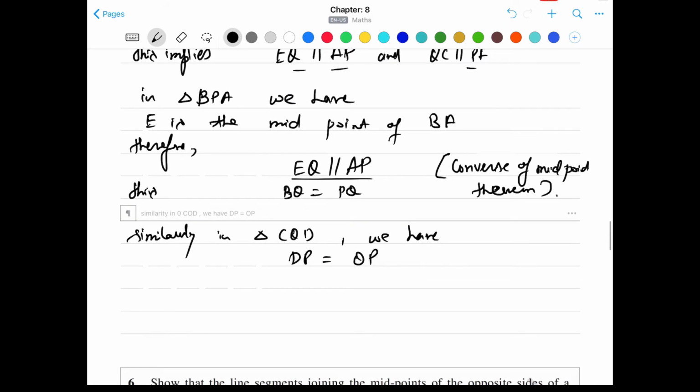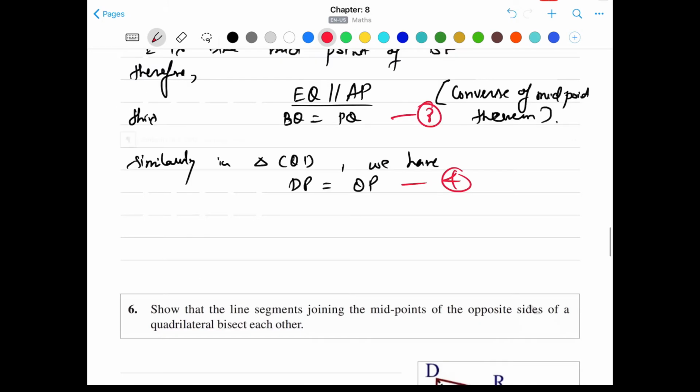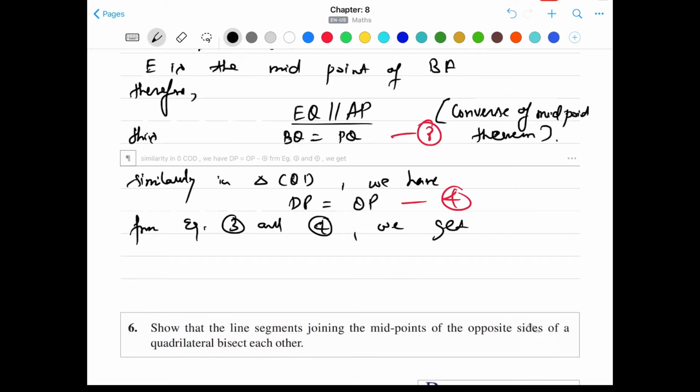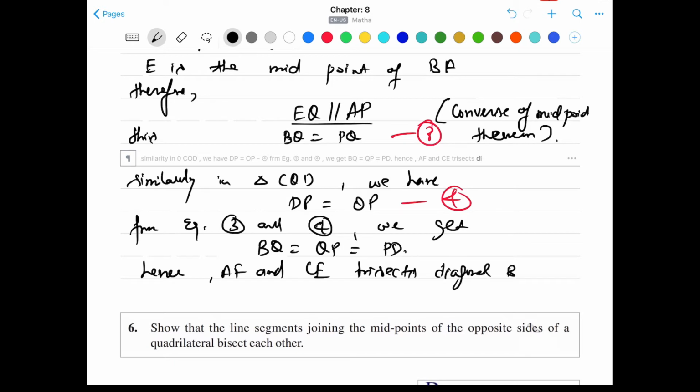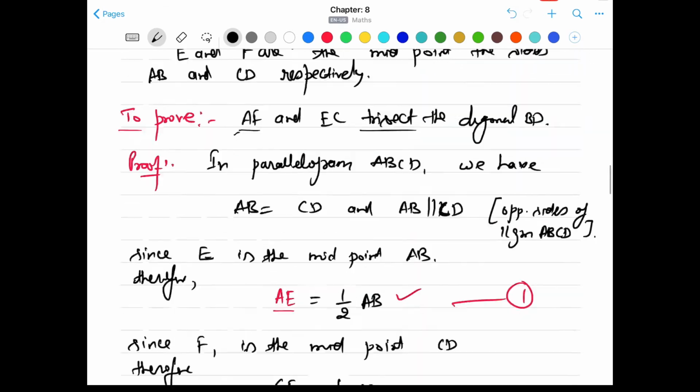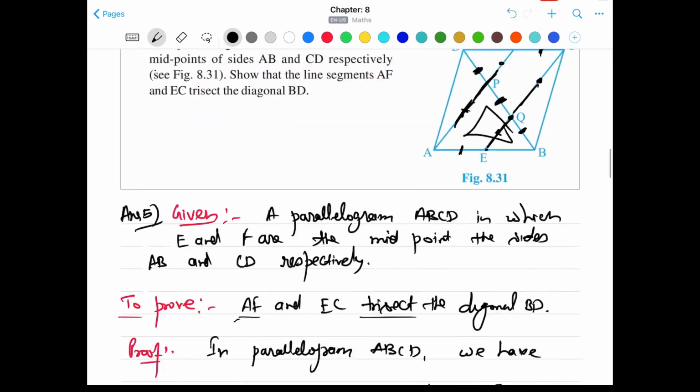Let's name these equation number 3 and 4. From equation 3 and equation 4 we get that all three are equal, that is BQ equals QP equals PD. Hence AF and CE trisect diagonal BD, and that's what we were asked to prove. We have proved that all three parts of the diagonal are equal, hence the two lines AF and CE are trisecting the diagonal BD. I hope you understood it. You can watch it again to understand it better. Now let's move to the next question.